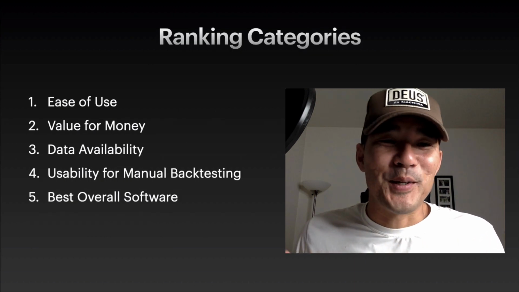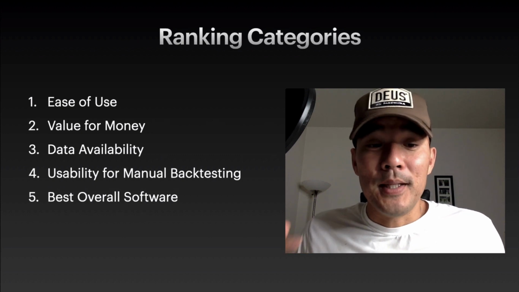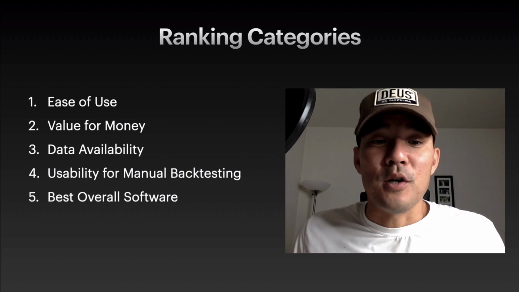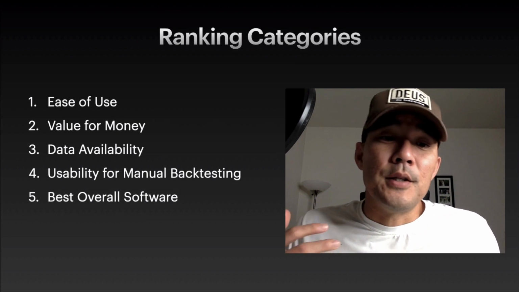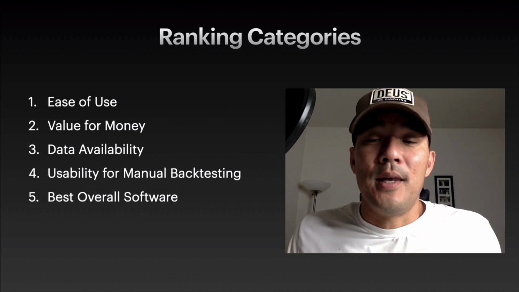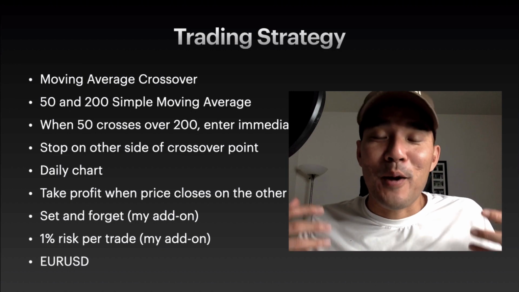All right, so here are the categories: ease of use, value for money, data availability, usability for manual backtesting, and best overall software. A software could be easy to use, but it might not be easy to use for backtesting. That's why I have the differentiation there. All right, now before we get into the trading strategy, let's take a look at how I found this strategy.